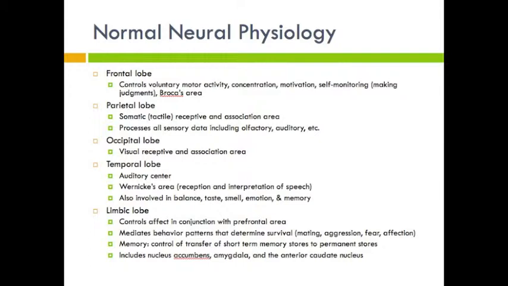The limbic lobe controls affect in conjunction with prefrontal area, and it mediates behavior patterns that determine survival. It is involved in memory, which is the control of transfer of short-term memory stores to permanent stores. It includes three very important areas, including the nucleus accumbens, the amygdala, and the anterior caudate nucleus.